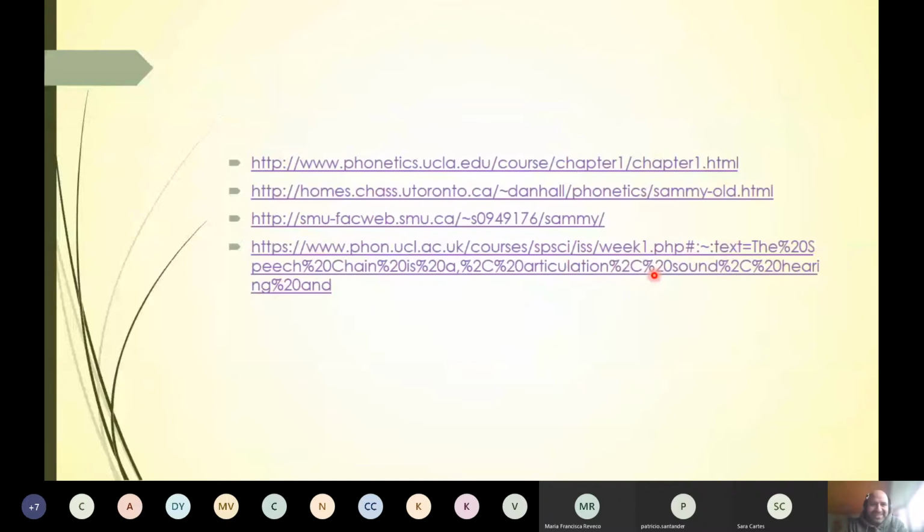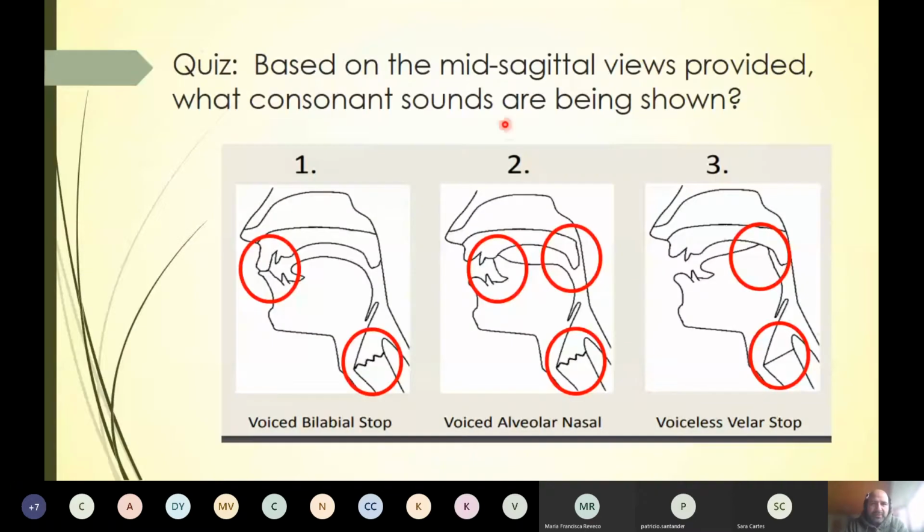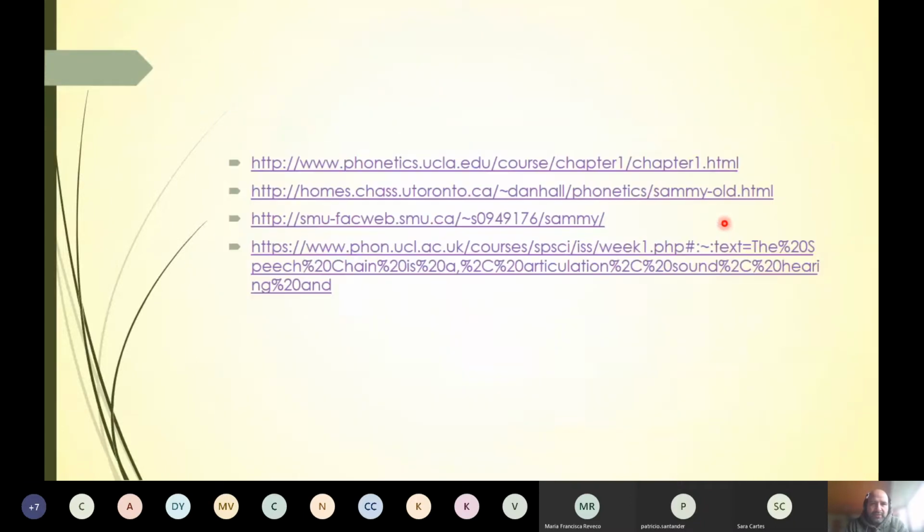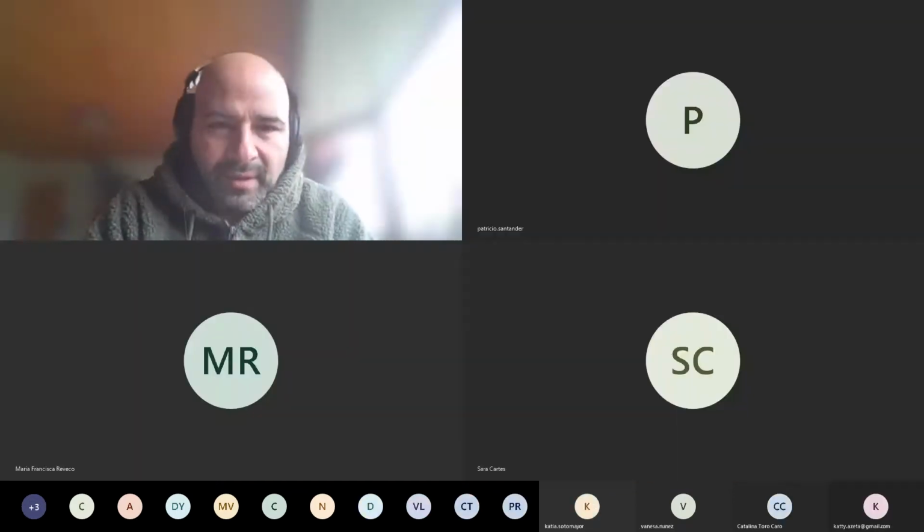No? Okay, here you can find the same mid-sagittal views that I showed you. And the good thing about these is that you can play around. Let me show you a bit of what you can find here.